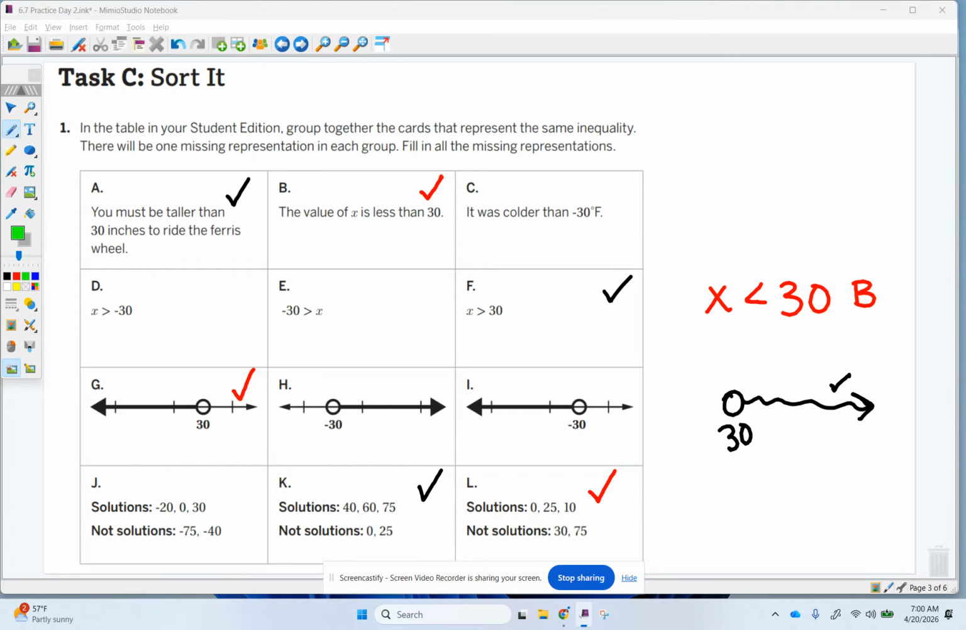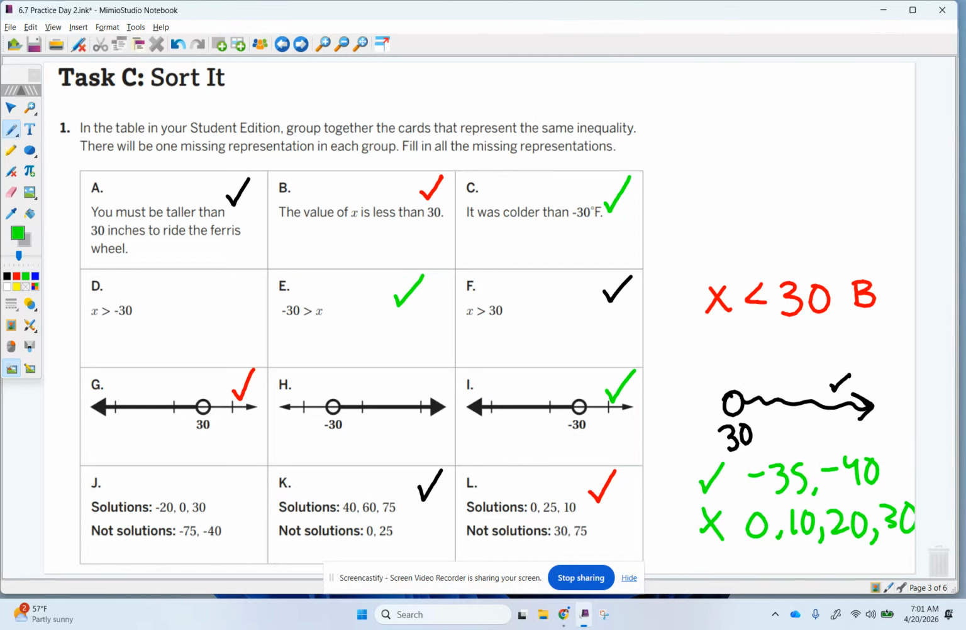Then C, it's colder than negative 30 degrees, would be E. It would be I. And then when asked for solutions, solutions would be like, I don't know, negative 35, negative 40. Those are all colder than that. Not solutions would be like 0, 10, 20, like 30, all of those.